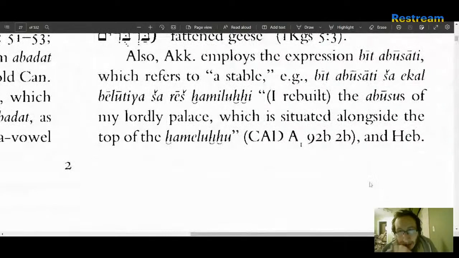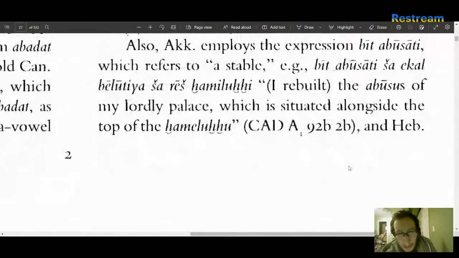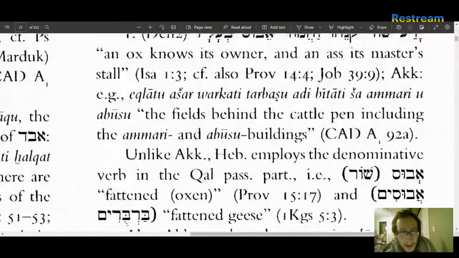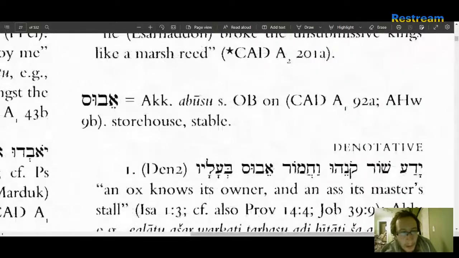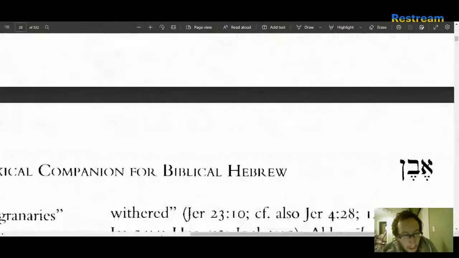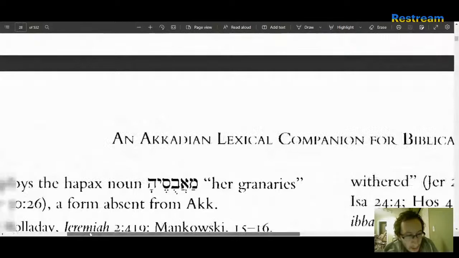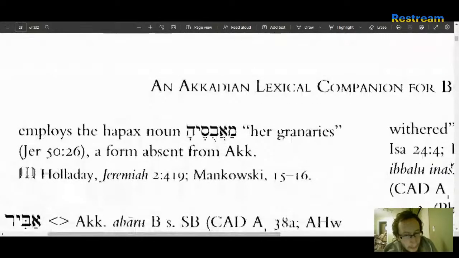I mean, if it just means a storehouse, stable, right? What did it say it means? Yeah, a storehouse. So they say it's a form that doesn't occur, but I would disagree with that just because it just means storehouse. So granaries is a storehouse. It just so happens that it's storing grain, but it's still a storehouse.